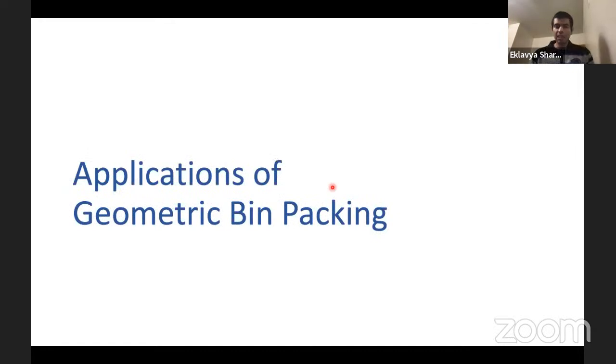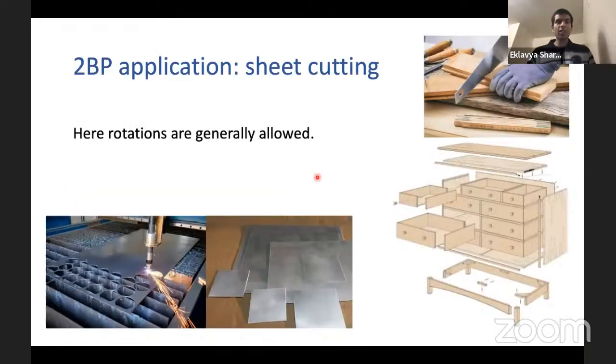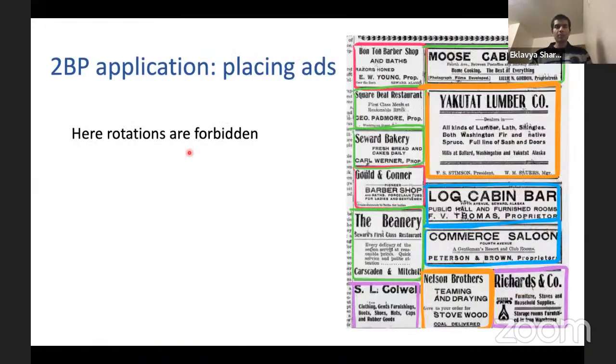So let's now look at some applications of this problem. Two-dimensional bin packing is used a lot in the metal and wood cutting industry. Here we're given a lot of sheets of a standard size, and from that we want to cut out smaller rectangular pieces of different sizes. This is exactly the two-dimensional geometric bin packing problem, and here rotations are generally allowed. Another application is when we want to place advertisements in a newspaper or on a website, and here rotations are forbidden.